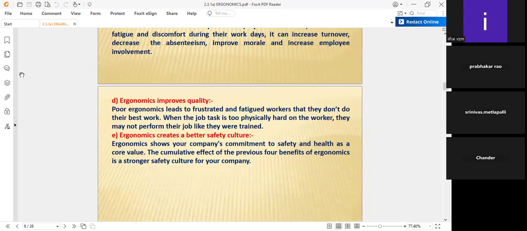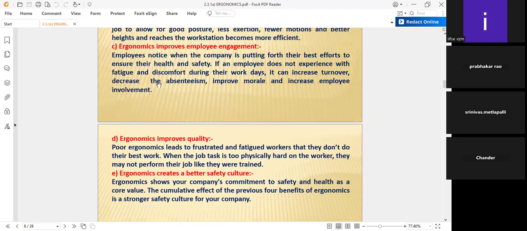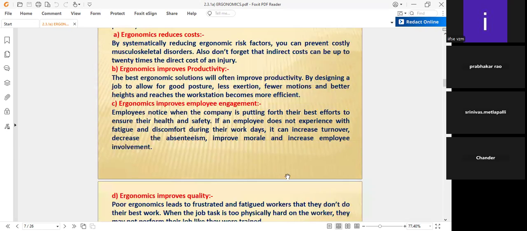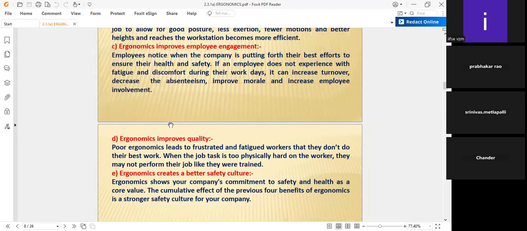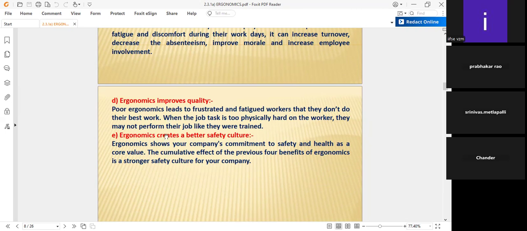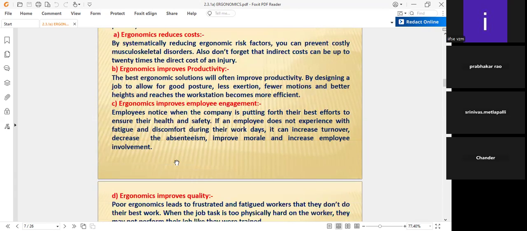Ergonomics creates a better safety culture. Definitely, as we have already said, from A to E, the employer has to create a very good environment to create safe conditions and reach optimum productivity. It creates a better safety culture also, because once we have given good training, good posture positions and a good environment to them, it definitely improves the safety culture among the employees in the organization. You have to see all these 5 important factors and benefits.